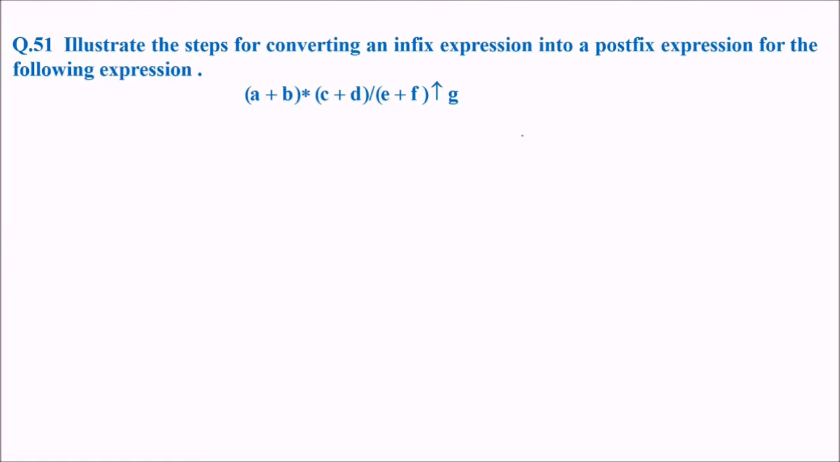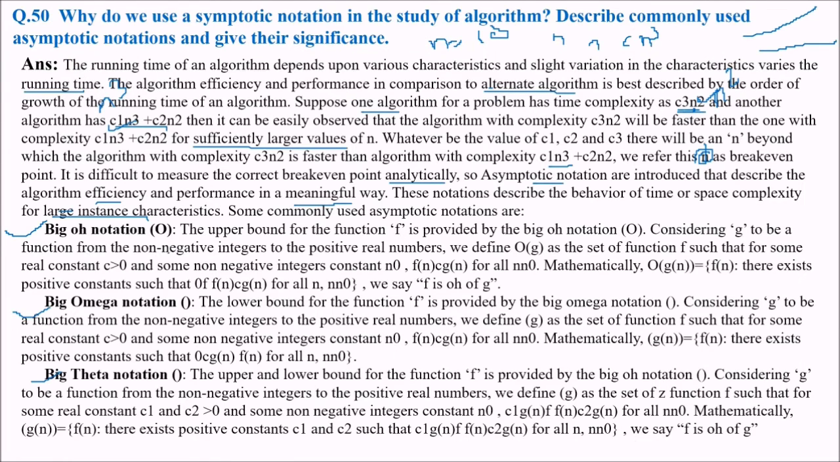Do we have another? Before going to the next question, let me tell you, we also have small omega, small theta, and small o. This is big O, so we also have small o. But there is a slight difference between these three and those three. I'll tell you in the course of discussion. First, let me tell you about this big O notation.